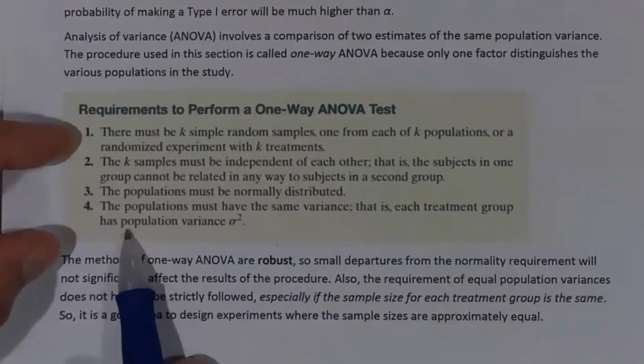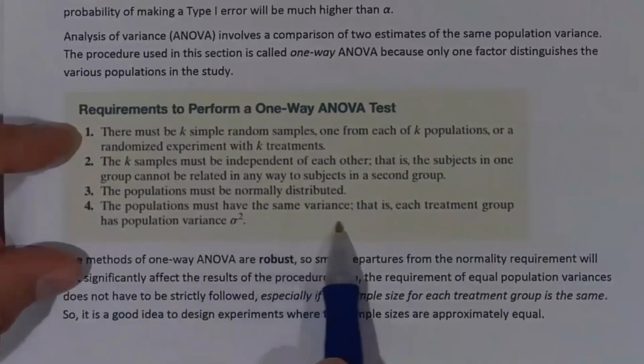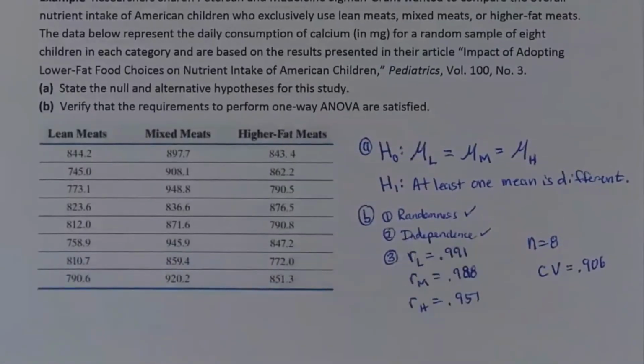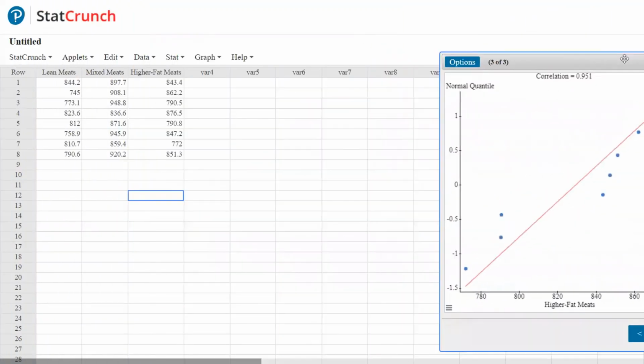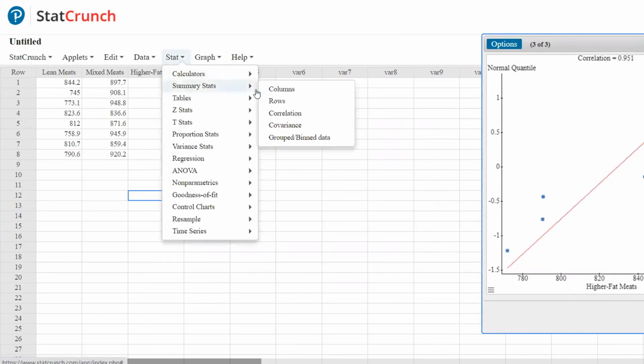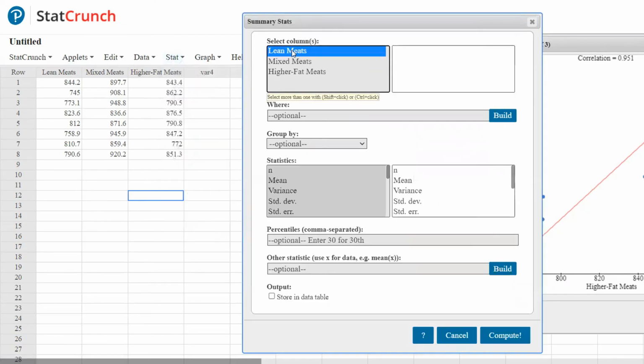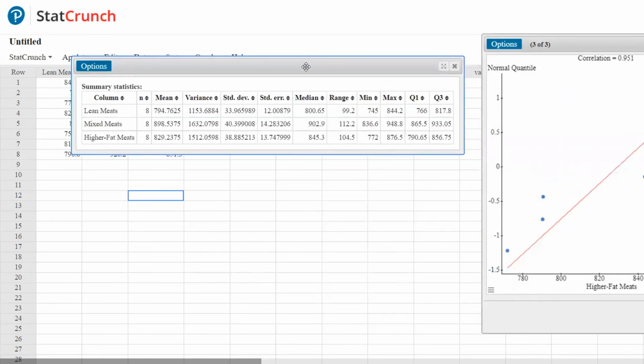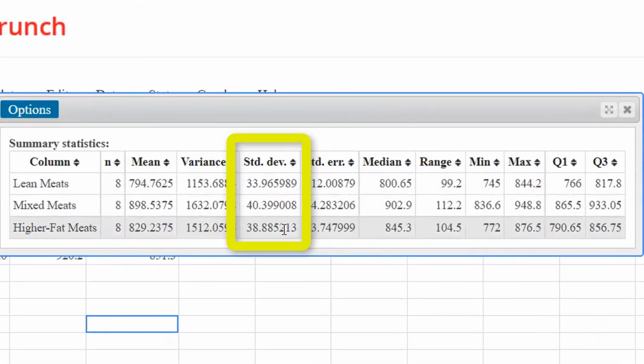And then our last condition, the populations must have the same variance. So the way I'm going to verify that is I'm going to find the standard deviation of all three samples, and I'm going to make sure that the largest of those standard deviations is no more than double the smallest. So here we are back in StatCrunch again. I'm going to move the normal probability plots out of the way here, and I'm going to do Stat, Summary Stats, Columns. And I'm going to select all three categories and say compute. And that's going to find a lot of summary statistics. Included in that are the standard deviations. So I'm going to write those down.